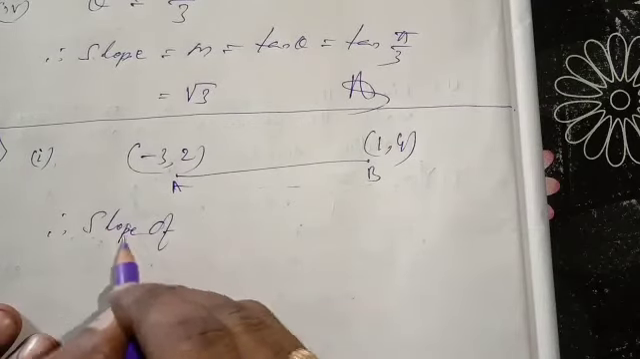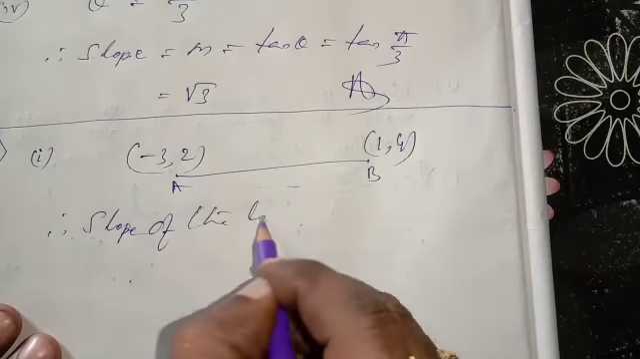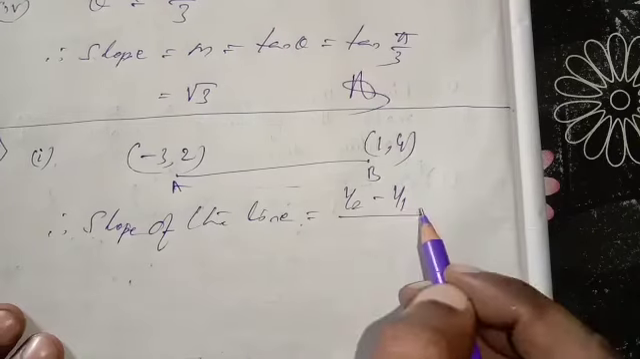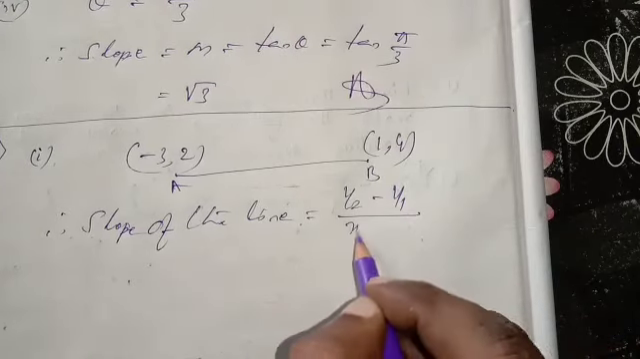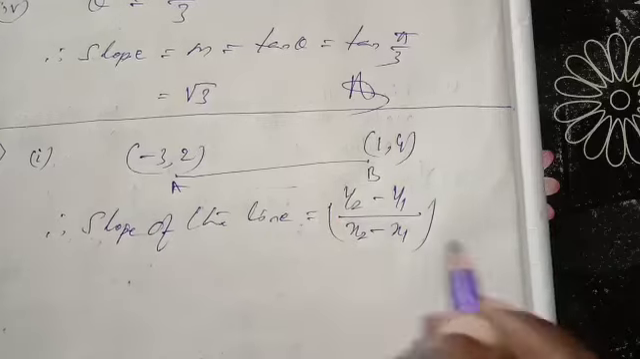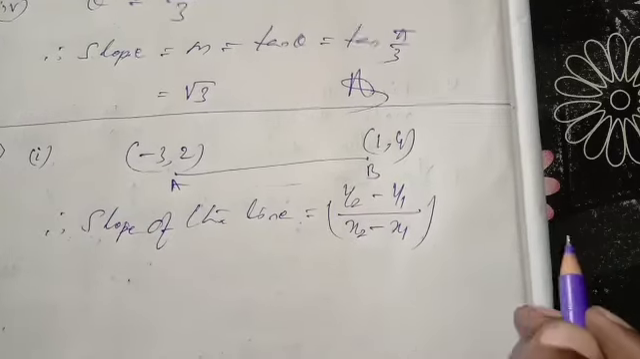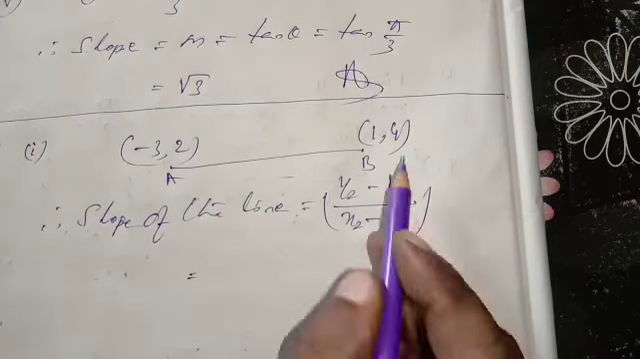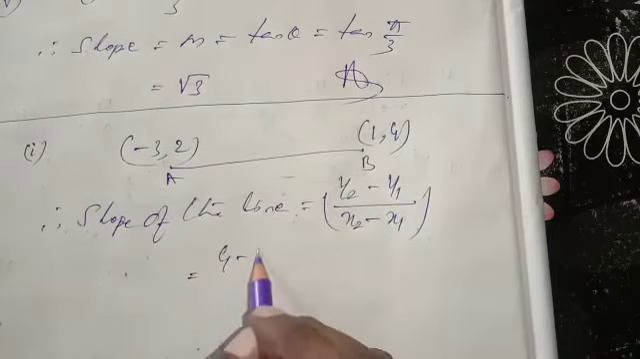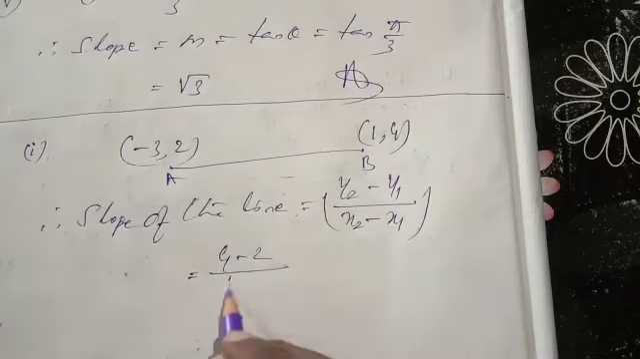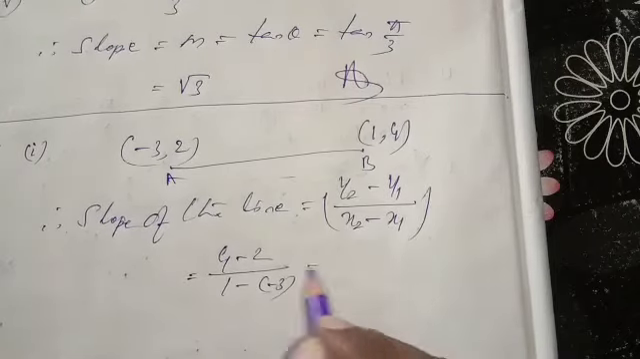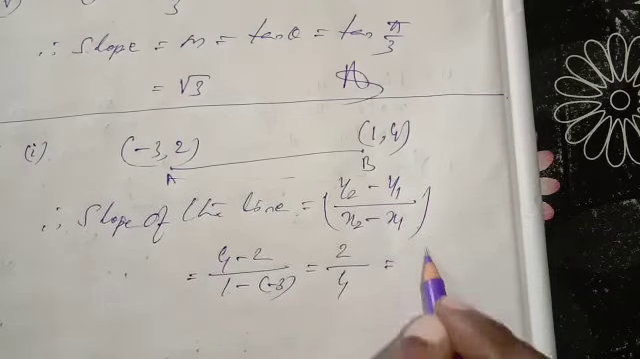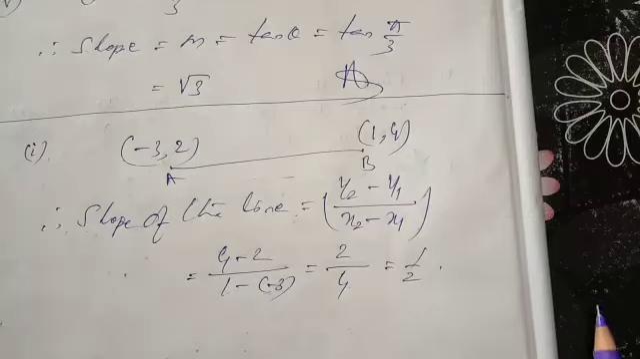If the coordinates are given, the formula for the slope is the difference in y coordinates divided by the difference in x coordinates, that is y2 minus y1 by x2 minus x1. This is the formula you have to know. Here y2 means 4 minus 2, by 1 minus of minus 3. That means 4 minus 2 is 2, and 1 plus 3 means 4, so it is 1 by 2. The slope of the line is 1 by 2.